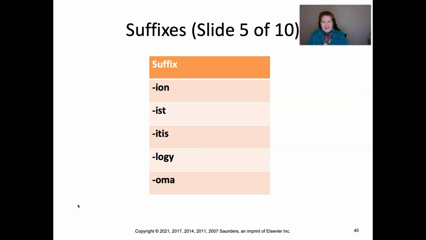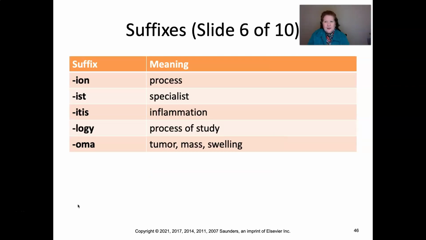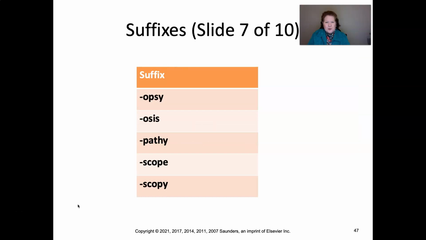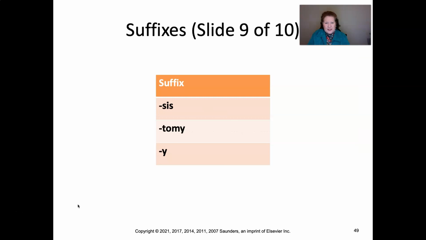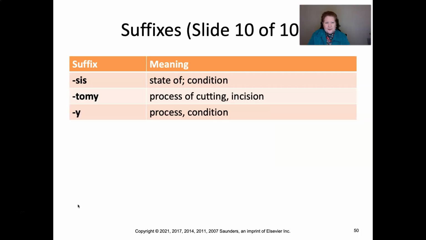And here are more suffixes. And here are those meanings. And some more suffixes. Opsy, osis, pathy, scope, scopy, and their meanings. And here are some more suffixes. Cystomy and e. Y is pronounced E in a lot of cases, so just be aware of that.